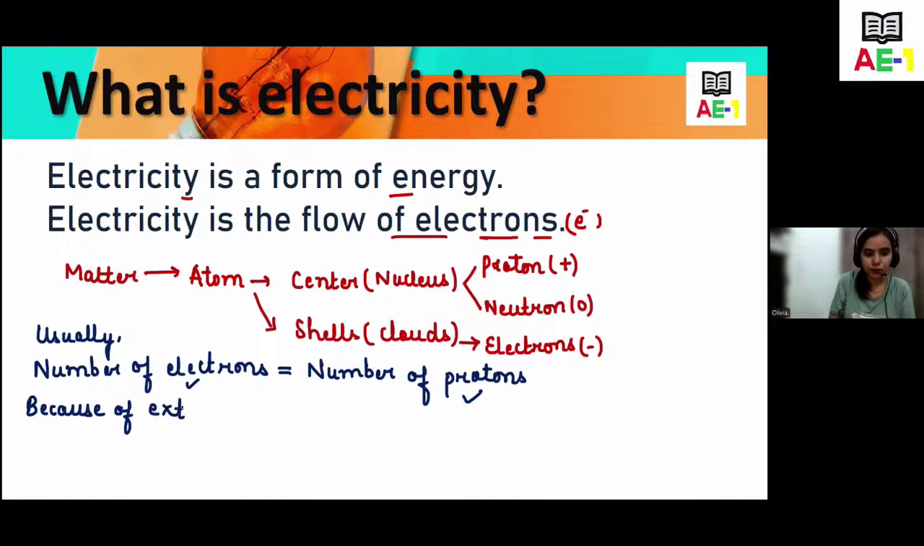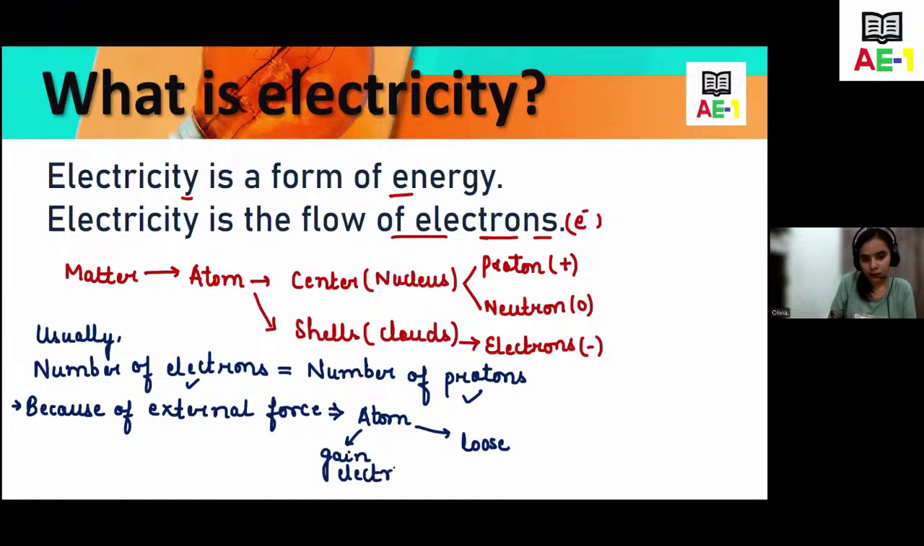Because of external force, the atom will either try to gain or try to lose an electron. The situation could be any of them. Okay, they can either try to gain or lose the electron.